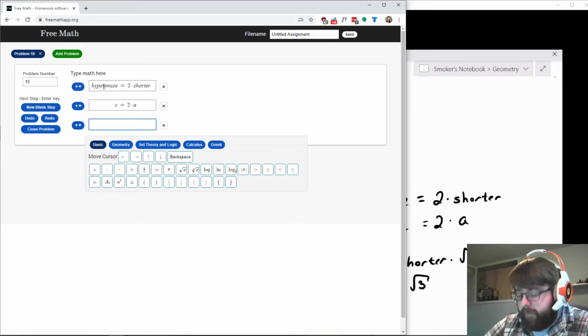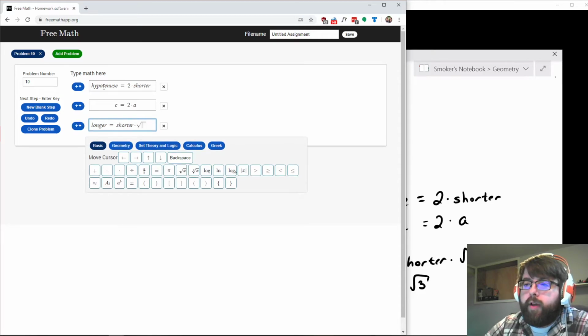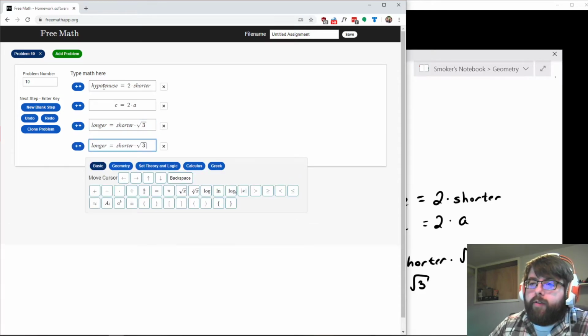And then the second formula is shorter times square root of 3. So we know shorter is A. And then we found out that longer would be B. I'm going to line up the equal signs there with some spaces. Okay. So I just typed out hypotenuse, and everything else.